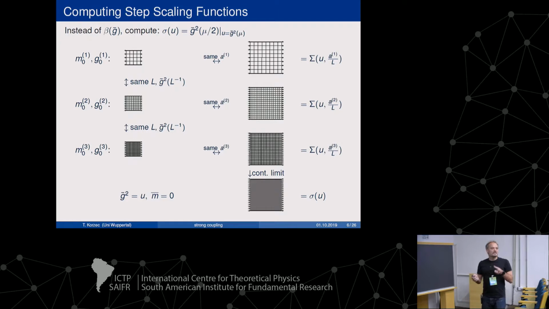And this will be the step scaling function, but it is different for every lattice resolution, so you need to make a continuum extrapolation in this direction. And this finally gives you one value of the step scaling function. And then you have to map out the u dependence of this thing.